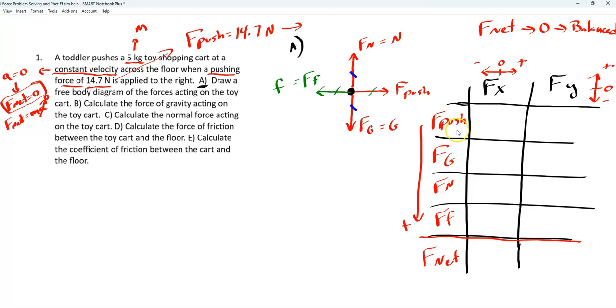So the first force here is the push, and I just have to look at this arrow. Highlighting this one, drawing it again, I have that force going to the right. Going to the right is in the X direction, and it's a positive X direction. So all I'm doing is putting a little plus sign in there.